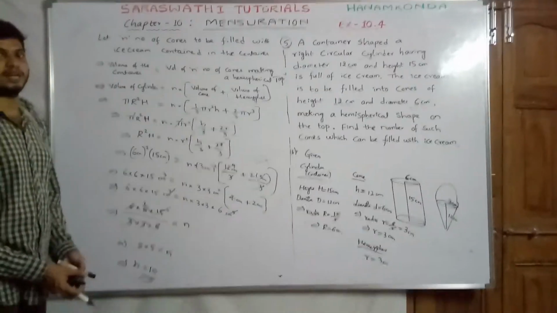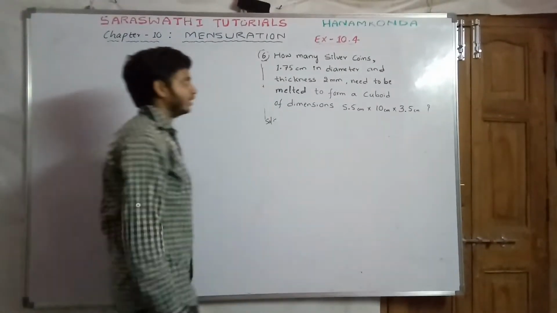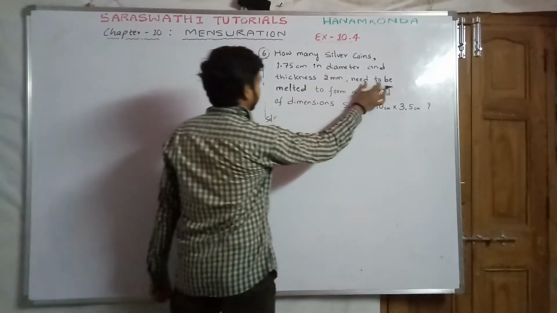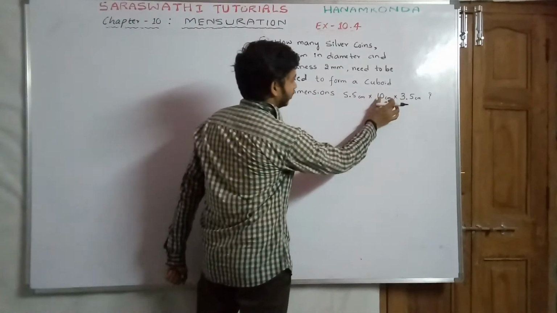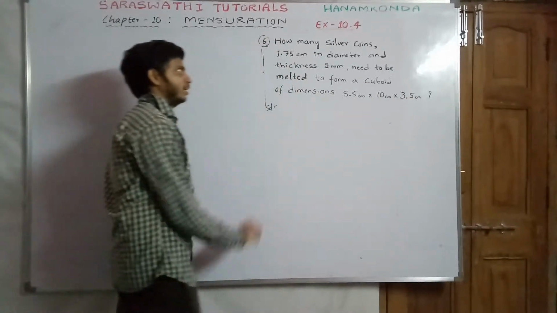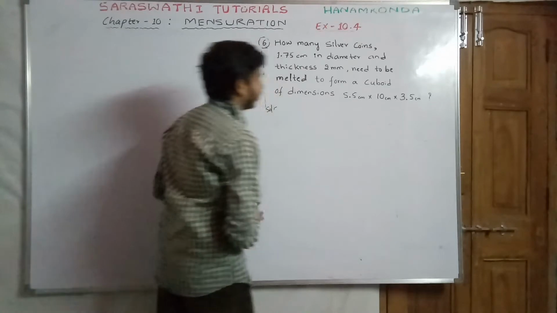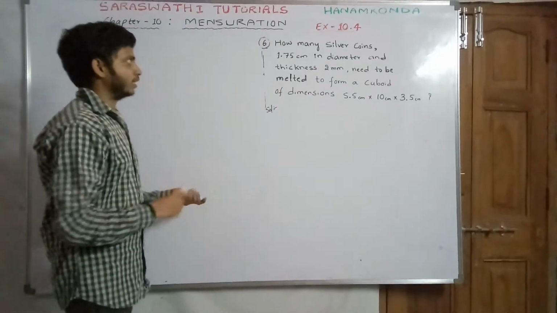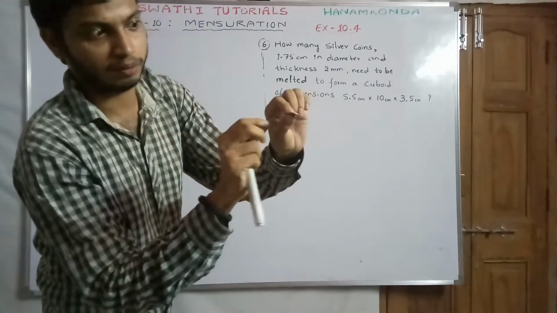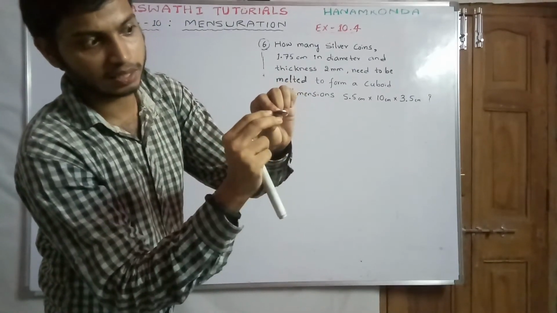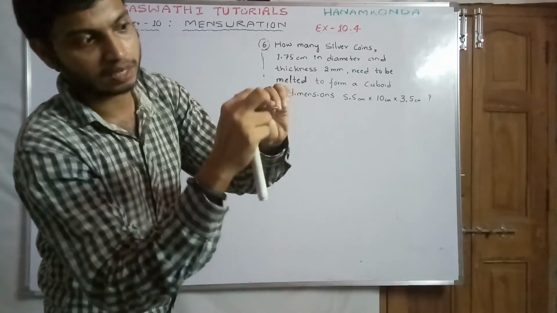Okay, so we shall discuss the next question. The next question is, how many silver coins 1.75 centimeters in diameter and thickness 2 mm need to be melted to form a cuboid of dimensions 5.5 centimeters into 10 centimeters into 3.5 centimeters. So here, silver coins of dimensions. We know that a silver coin is in the shape of a cylinder. So this is a silver coin. This is the thickness, and the thickness is nothing but the height of the cylinder, and this is the diameter.